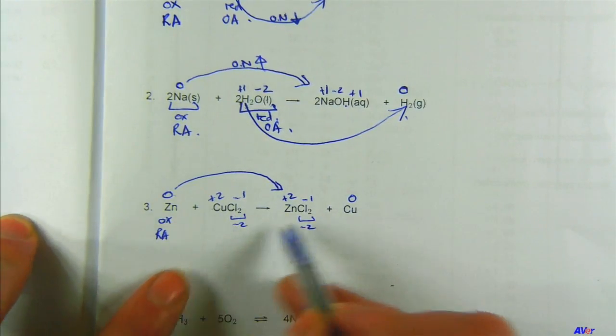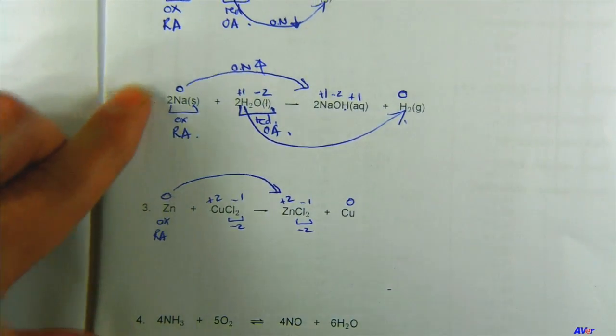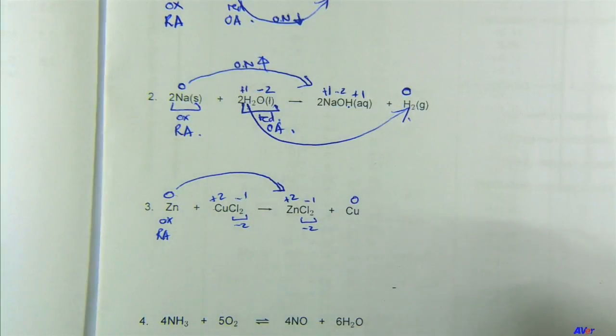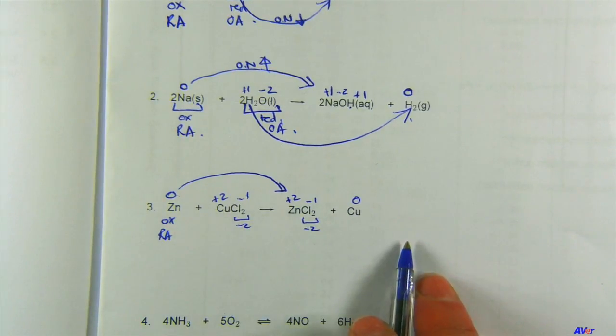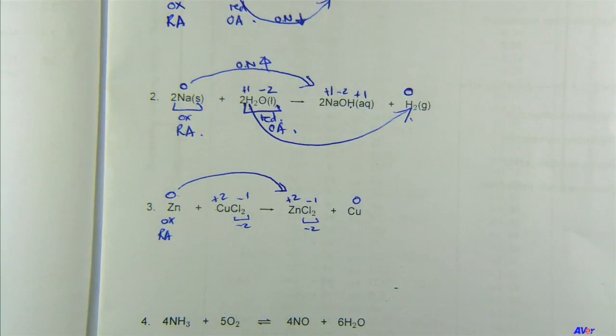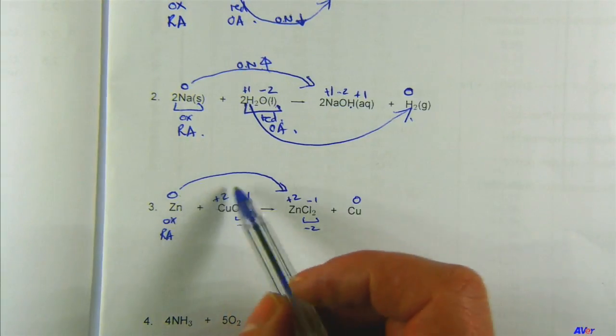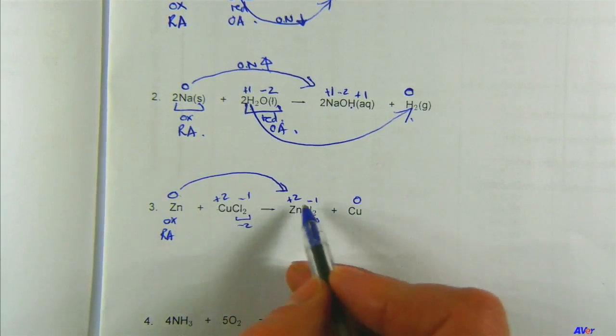At this one, now, what do we call something that is not changing charge? It is a spectator ion, right? If you look at the chlorine over there, it's minus. If you look at the chlorine over there, it's minus. It's just sitting by. It's not doing anything, right? It's a spectator ion. So the chlorine is a spectator ion.